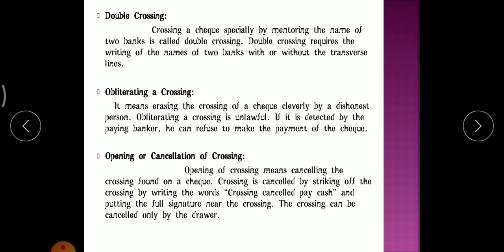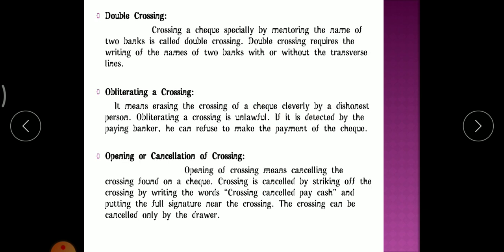Now, obliterating a check means erasing the crossing of a check cleverly by a dishonest person. So it is one type of fraud. Some persons in the world may be very smart enough, so they will clearly erase the crossing of a check. As you know, a crossed check which is erased is not acceptable by the bank, and if it is detected, that person will be in jail or behind the bars. So obliterating a check means erasing the crossing of a check clearly by a dishonest person.